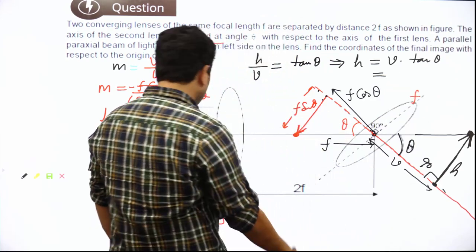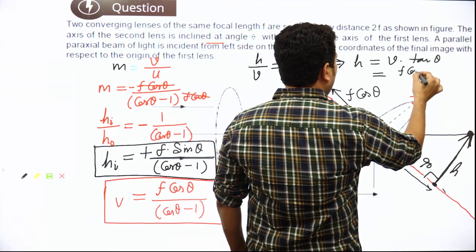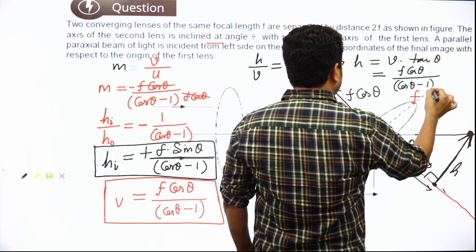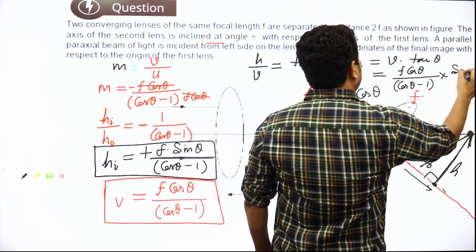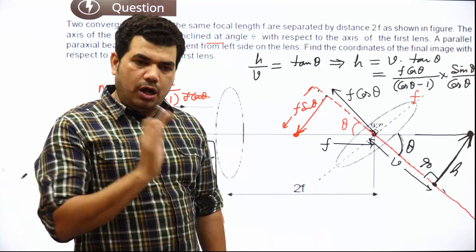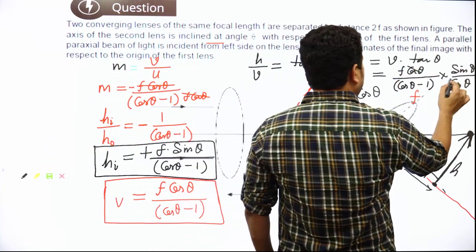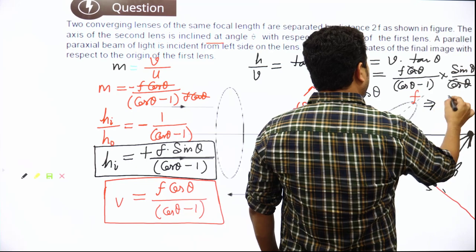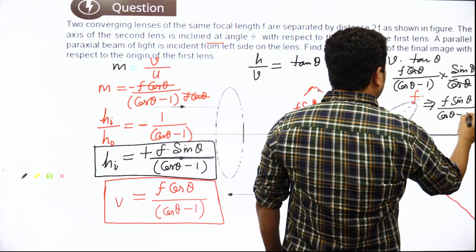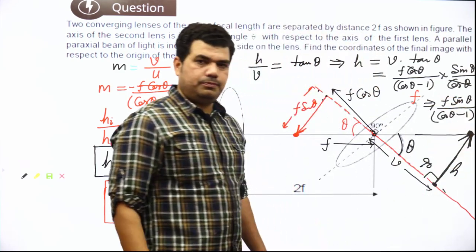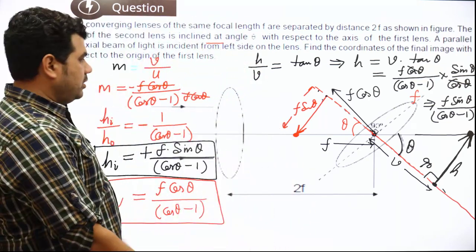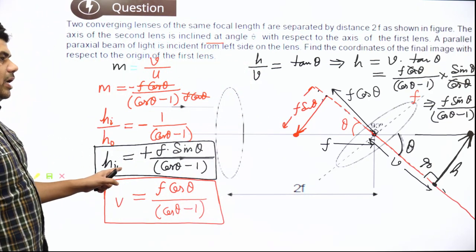And now, what's the value of V? V is F cos theta divided by cos theta minus 1. And tan theta, you can say sine theta divided by cos theta. So, now you can see this cos theta will be cancelled out. And this H you will get F sine theta divided by cos theta minus 1. Got it? Means, see here, this H and this H is same.